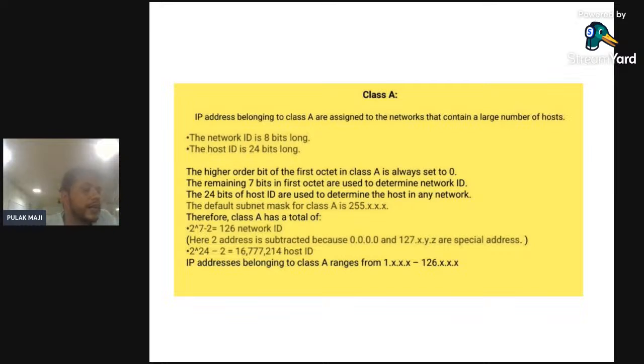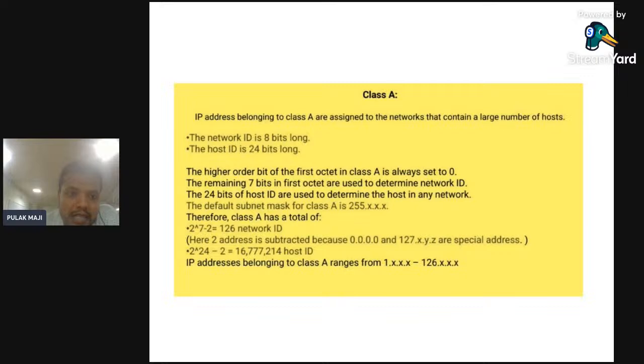How will the wastage happen? For example, I'm giving one example. In class A, let me tell you, how many addresses are there for hosts? Host means how many IP addresses we can use in a real-time environment, or how many IP addresses we are using or can use in a PC, in a computer. How many IP addresses?